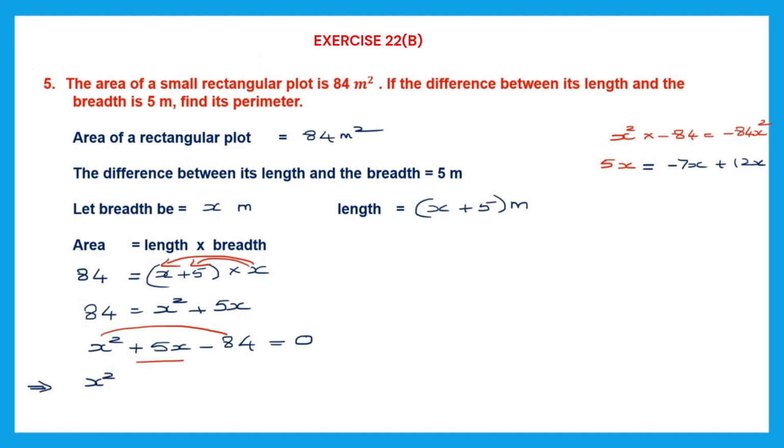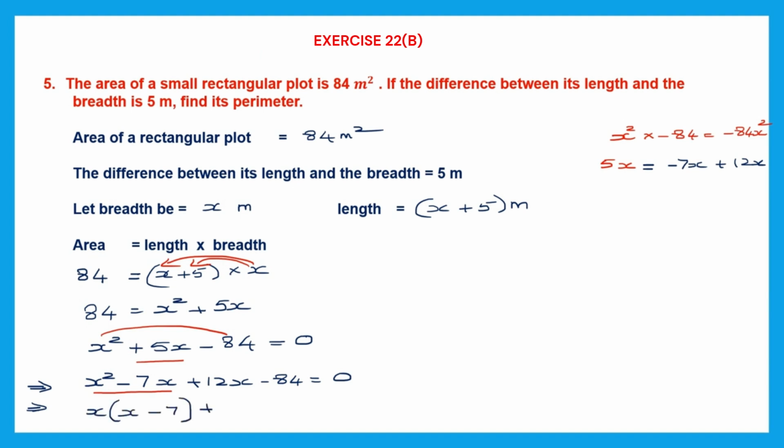Now instead of 5x, I'm going to write minus 7x plus 12x minus 84 is equal to 0. Now we continue. We're going to look out for the common terms. So here, as you can see, take the first two terms here. And what is common here? X is common. So I can take x out here and inside I can write x minus 7.